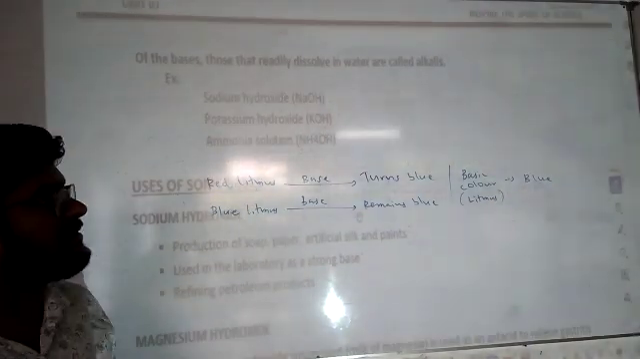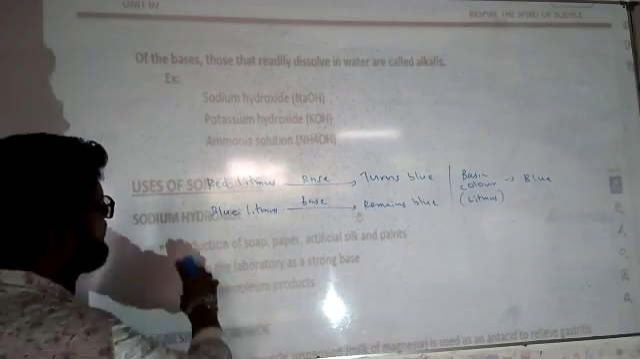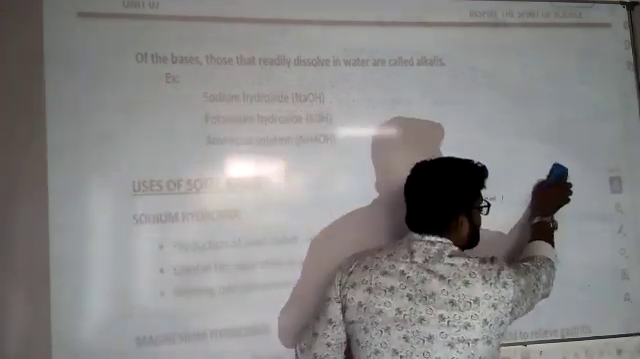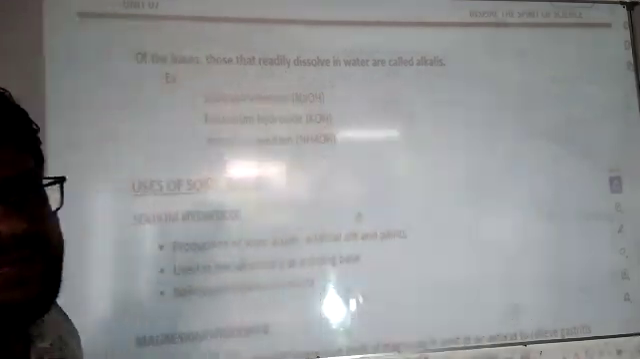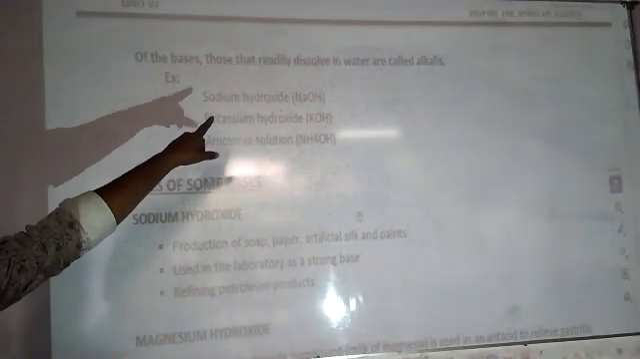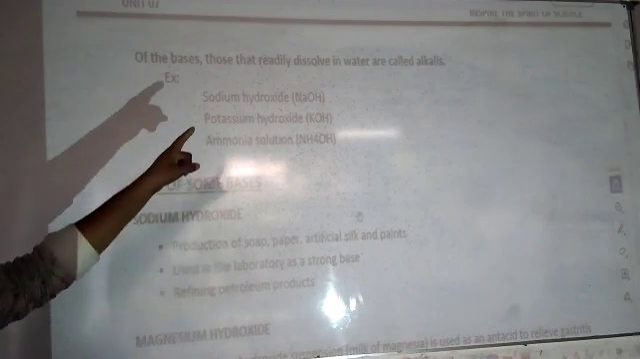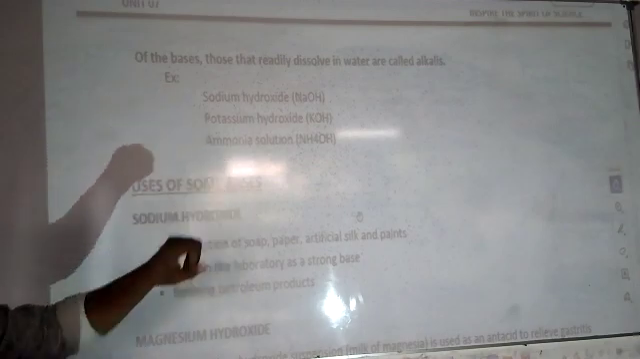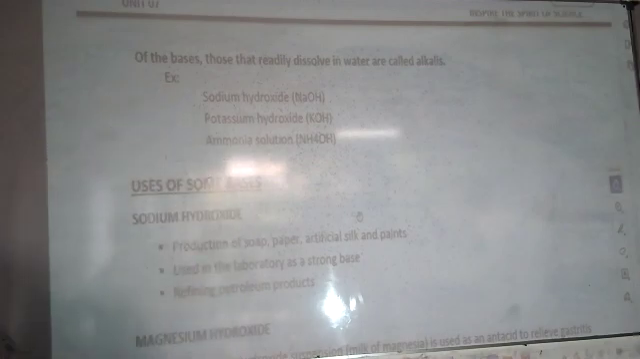Right. Now some examples are there, and also some bases are readily available. We term them alkaline solutions. What solutions are they? Alkaline solutions. Listen, everyone. What are they? Sodium hydroxide, potassium hydroxide, ammonia solutions. These solutions are readily available, so they are called alkaline solutions.